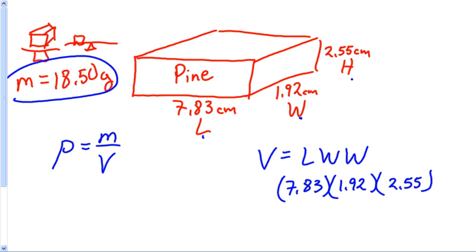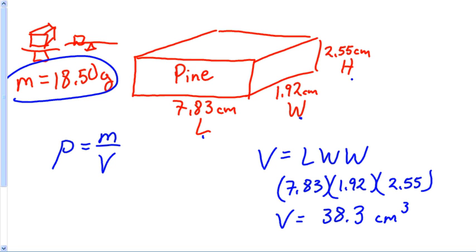38.335. I'm going to round to three sig figs, 38.3. So that would be centimeters cubed. So Lacey's giving me this, and I believe the 38.3. Now I've got volume.